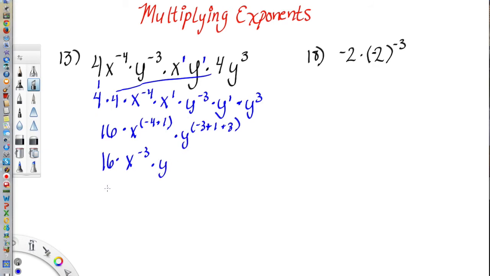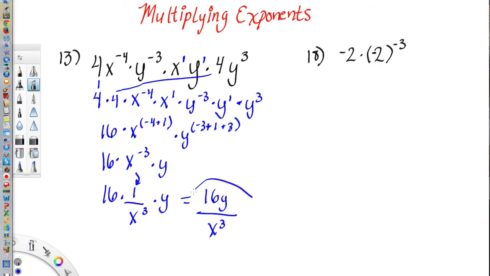Okay, so now I need to ask myself, well, I got 16 up here times x to the negative third power. I know that when I have a negative exponent, it's repeated division. So that becomes that times y. Let's clean this up a little bit. Let's just multiply straight through. 16 times 1 times y is 16y over x to the third power.